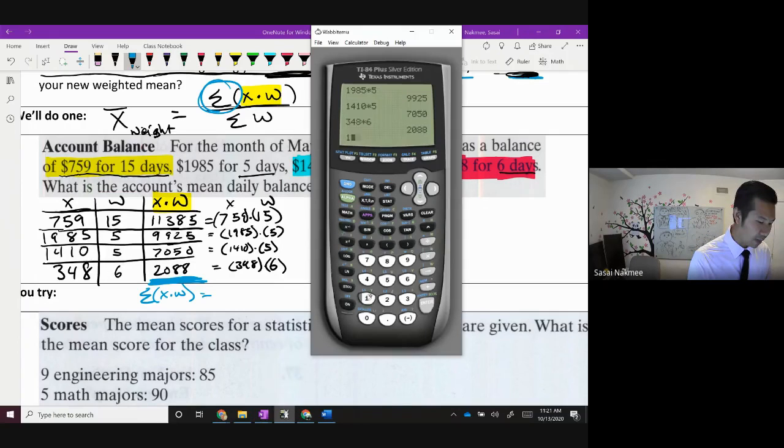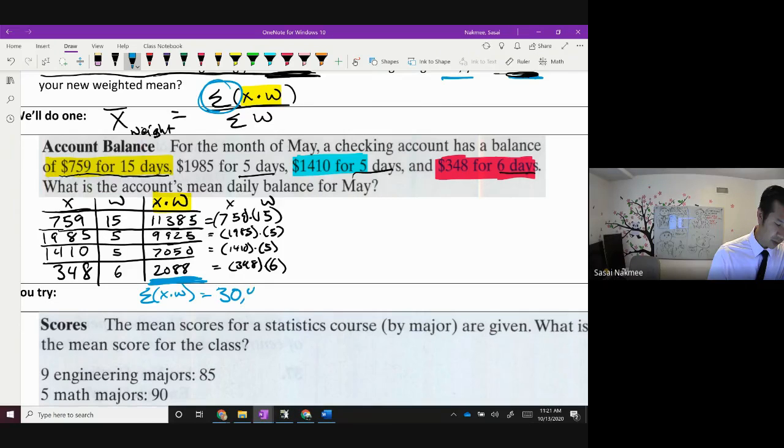I have here 11,385 plus 9,925 plus 7,050 plus 2,088, and I get my sum to be 30,448. I'm going to pause there for a second and give you a chance to write this down into your notes or into your Pear Deck. Go ahead and start writing that down.